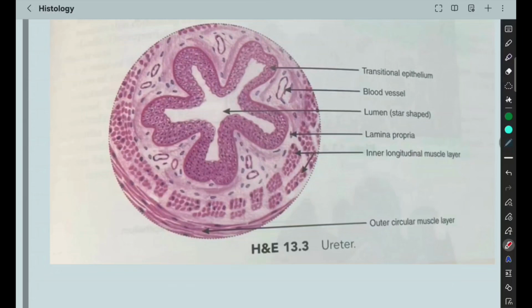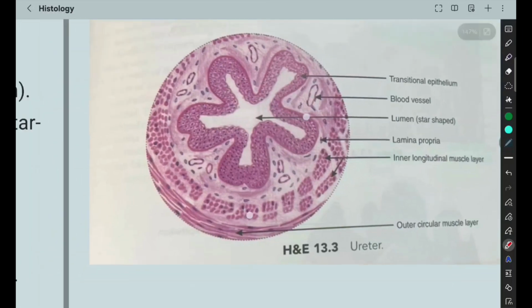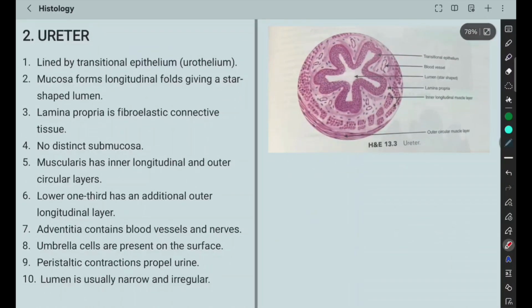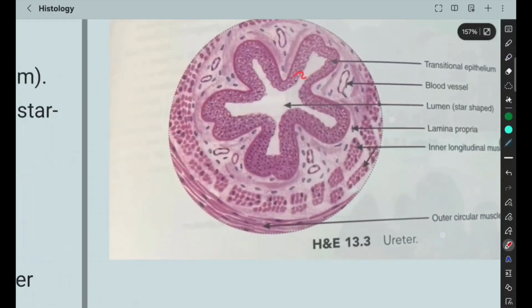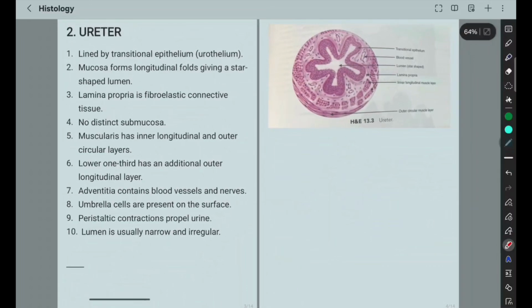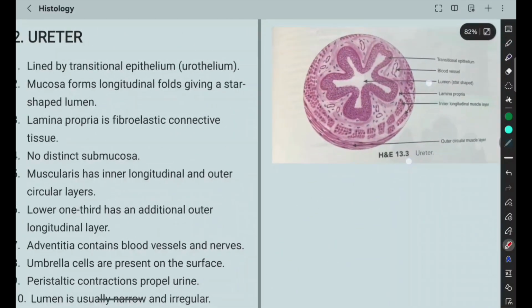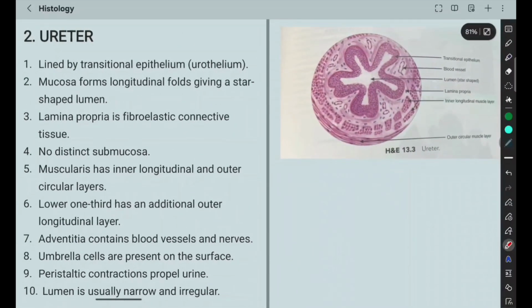After taking in the diagram, let us see the points one by one. So starting off with, it is lined by transitional epithelium or urothelium, right? So this lining over here, these cells are transitional epithelium. Next, the mucosa forms a longitudinal fold giving a star-shaped lumen. So the lumen, as we can see here, is star-shaped. The mucosa is going to form longitudinal folds giving a star-shaped lumen.